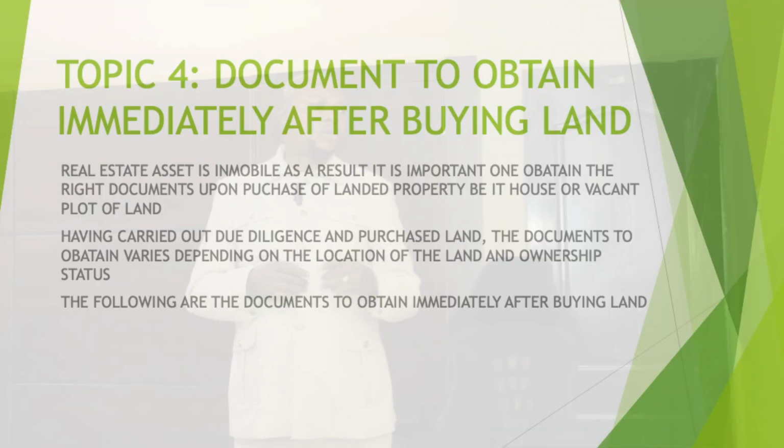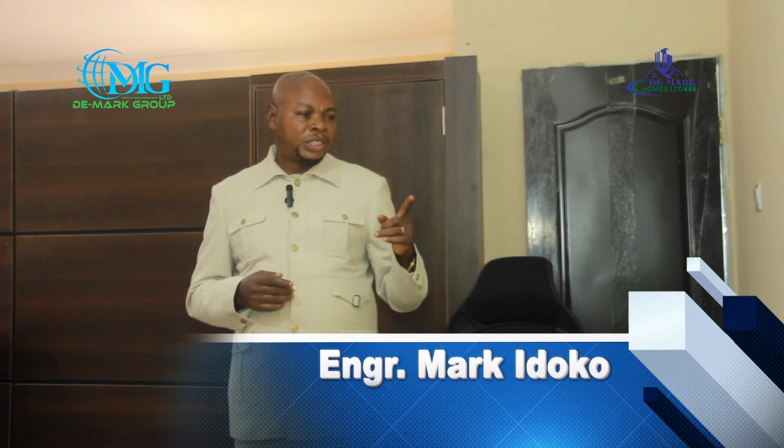Topic number 4. Documents to obtain immediately after buying land. Real estate asset is immobile. As a result, it is important that one obtains the right documents upon purchase of landed property, be it a house or vacant plot of land. Having carried out due diligence and purchased the land, the documents to obtain vary depending on the location of the land and ownership status.